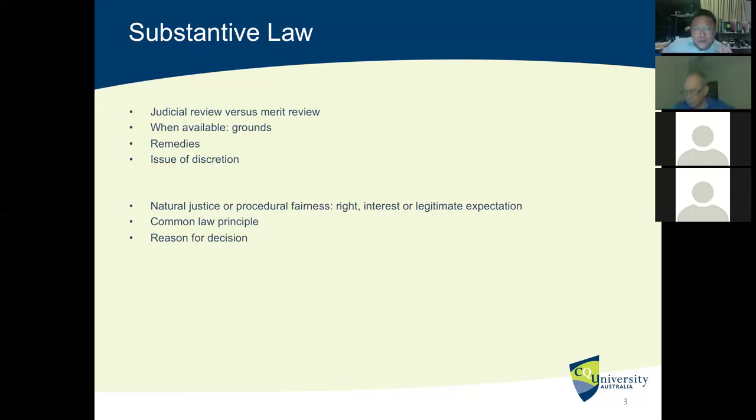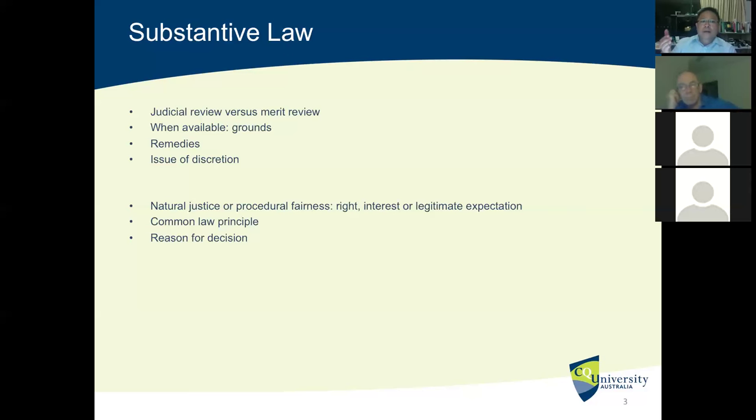So we know that there are certain available grounds because these grounds constitute what questions of legality or lawfulness will mean. And again, as far as merits review, you always look at the question of the factual correctness of the decision or the propriety of the decision on the basis of the exercise of discretion or the use of policies in the decision by the decision maker.